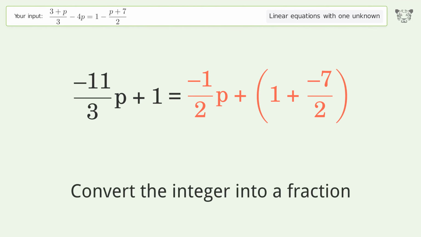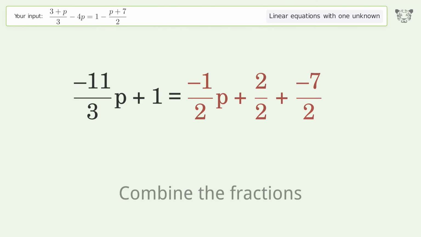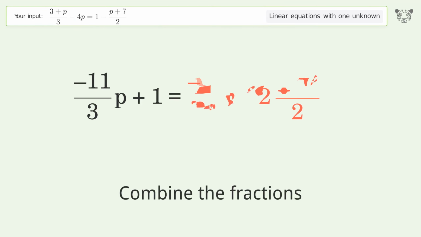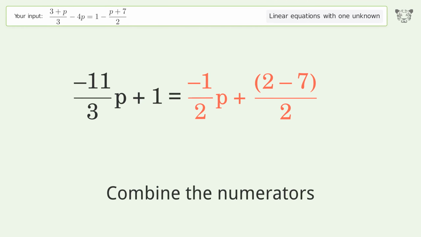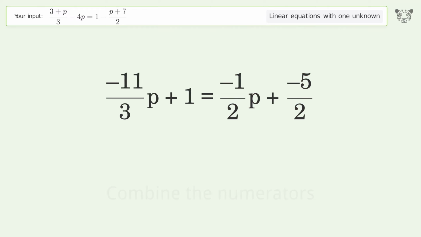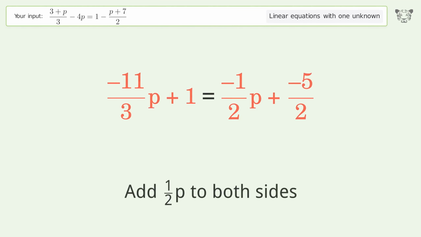Convert the integer into a fraction. Combine the fractions. Combine the numerators. Group all p terms on the left side of the equation. Add 1 over 2p to both sides.